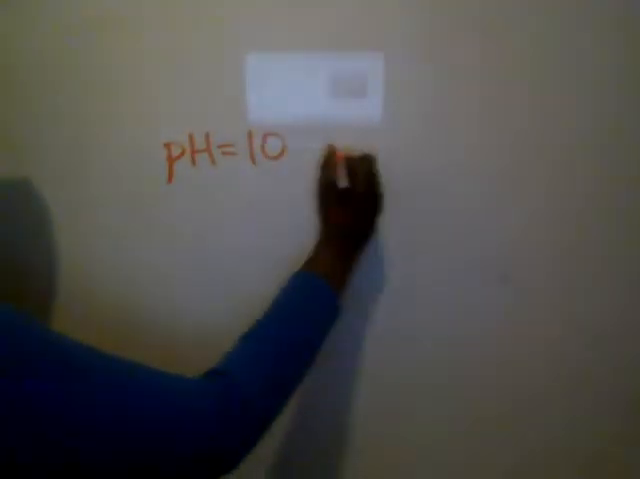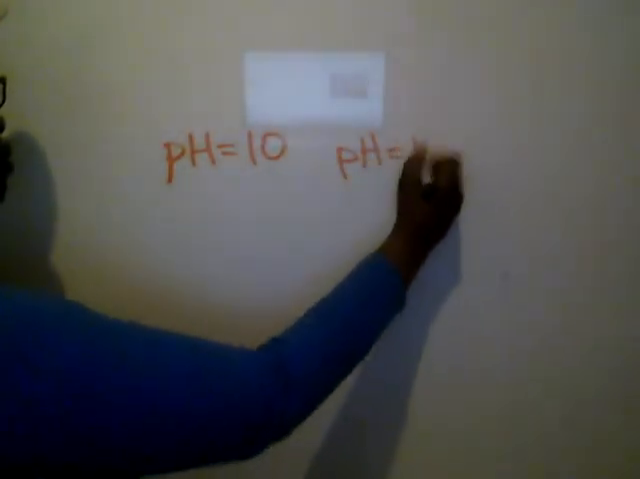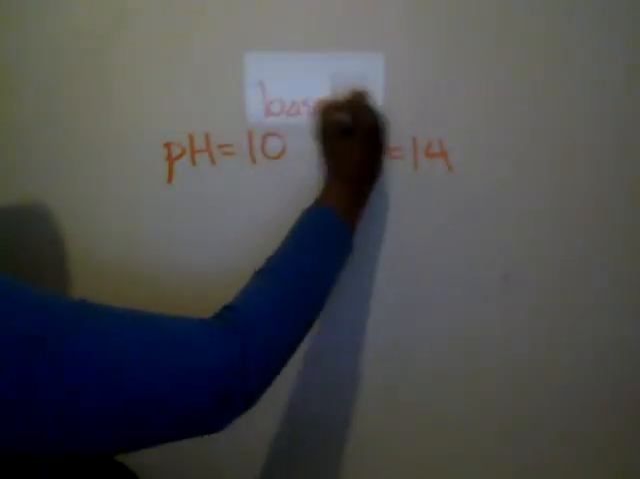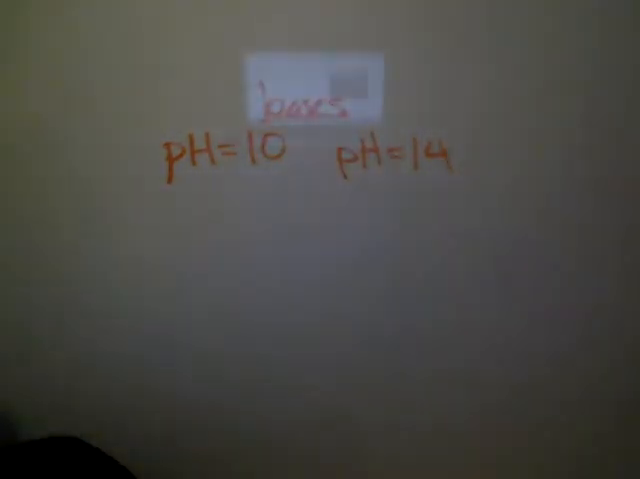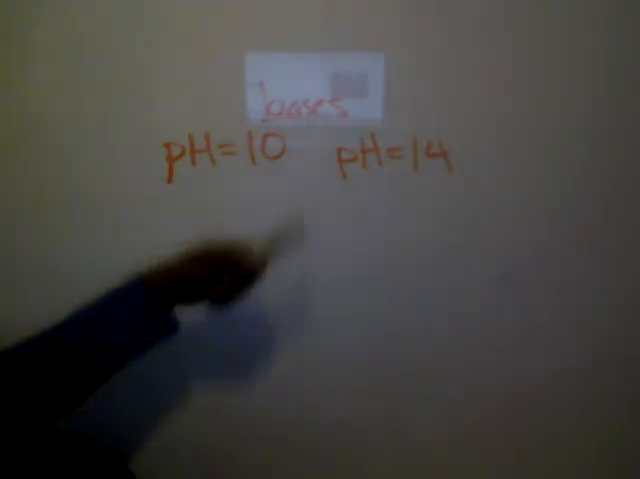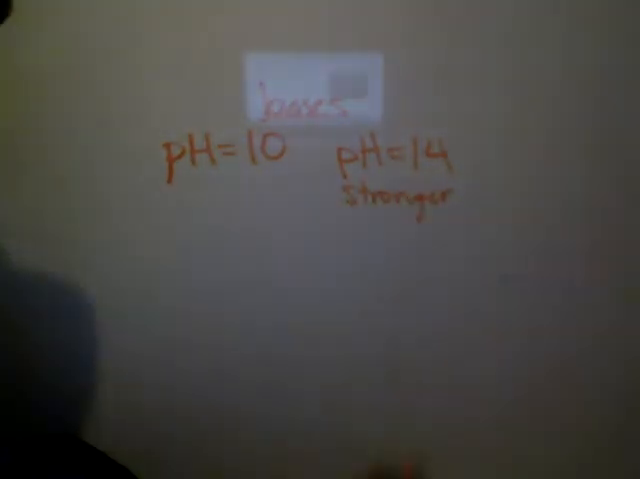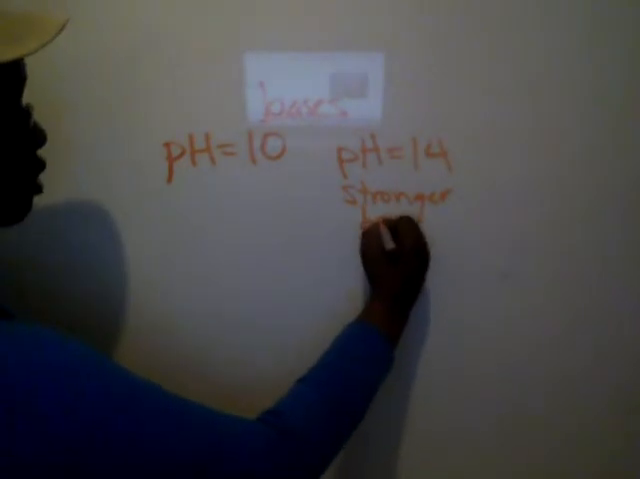One other thing to keep in mind for the pH is that let's say you're given something that has a pH of 10 versus something that has a pH of 14. These are both bases, because their pH is greater than 7. But which would be the stronger base? Between these two, this is definitely the stronger base. The higher the pH, the stronger the base. The lower the pH, the stronger the acid.